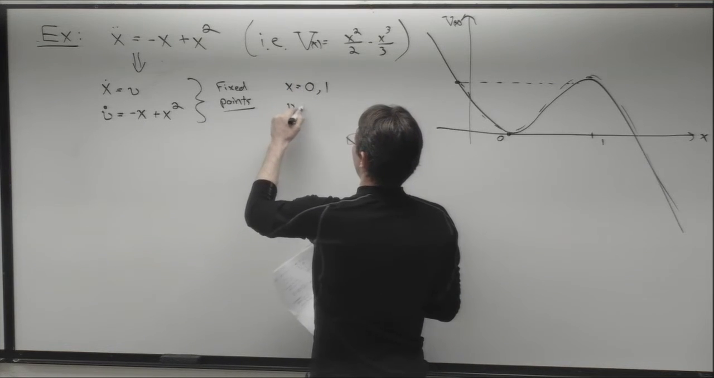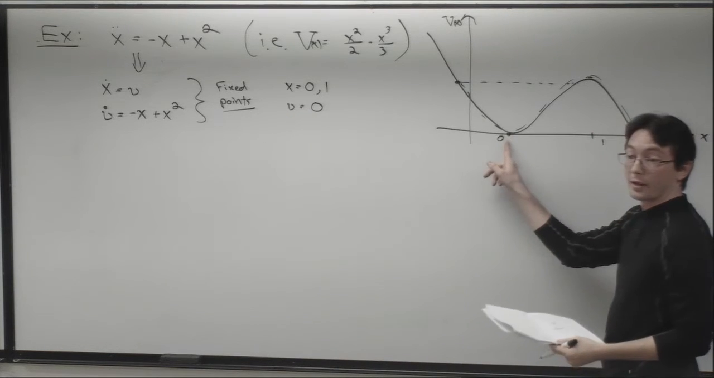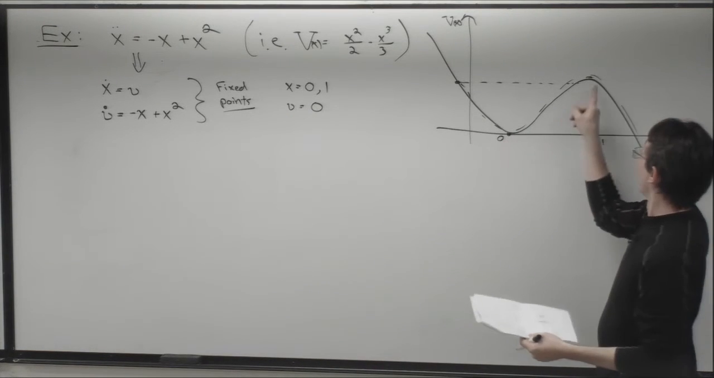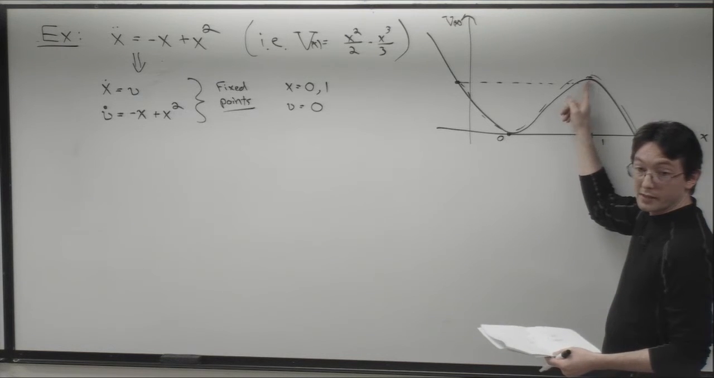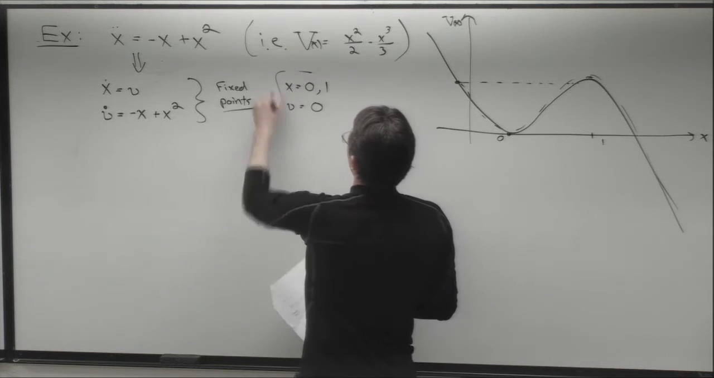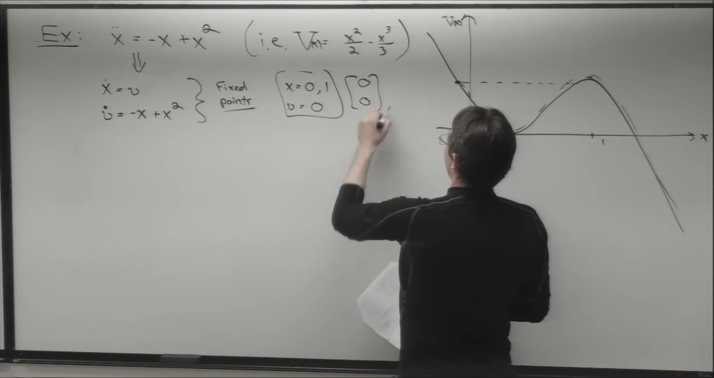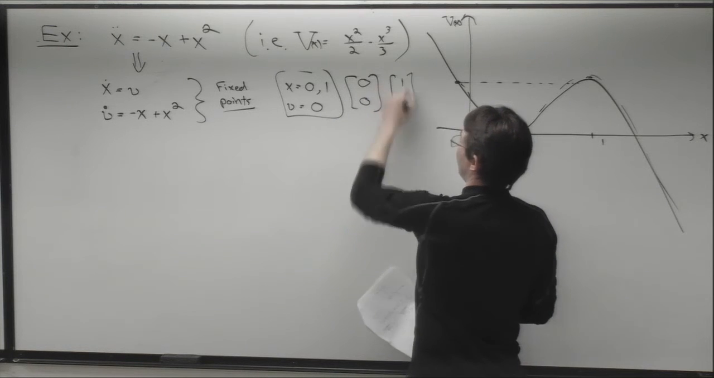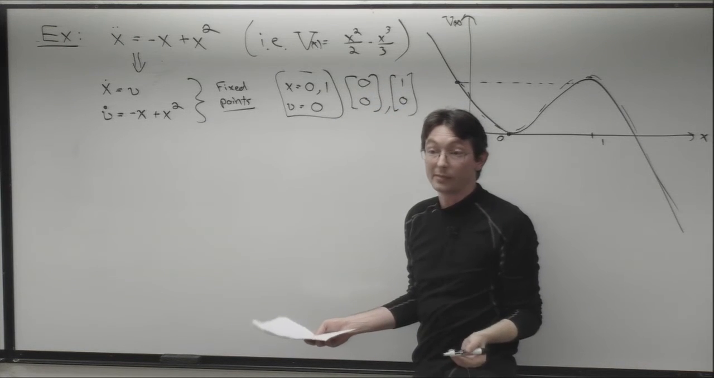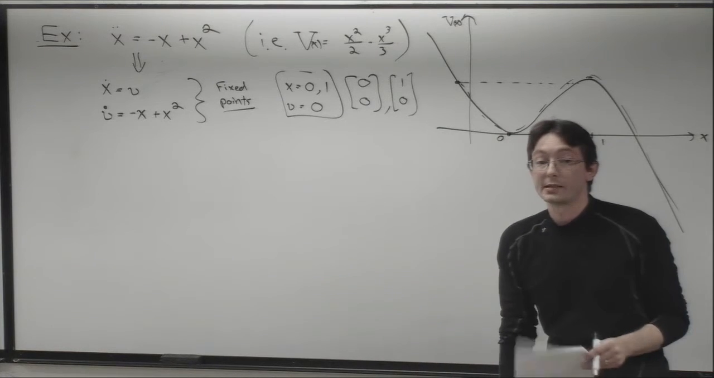What about v? 0. And again, that makes sense, right? That corresponds to x being at 0 or x being at 1 with 0 velocity. Those are my two fixed points where the bead stays still. Okay, and I can write that as the vector 0, 0, and the vector 1, 0. Okay, those are my fixed points. Now what do I do? What's the next step? I have fixed points.